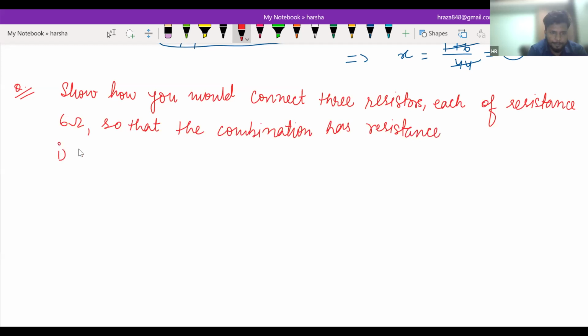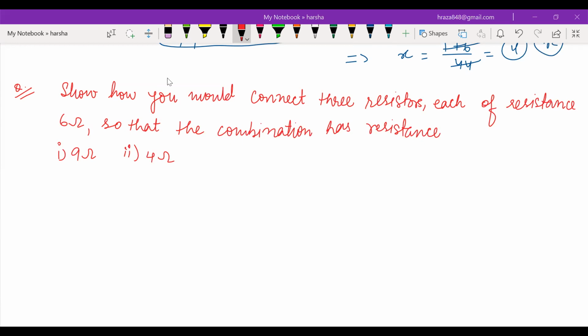First one 9 ohm, second one 4 ohm. It's very easy. You just need to use the hit and trial method. We have three 6 ohm resistors. How are we going to connect them, whether in series, parallel, or both together, to get an equivalent resistance of 9 ohm or 4 ohm? Please think about it, solve it, and then you will get your answer.